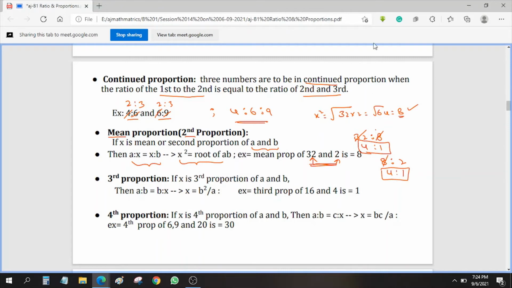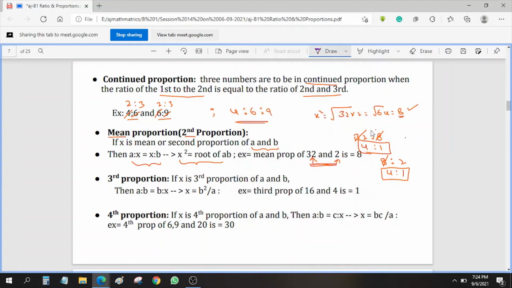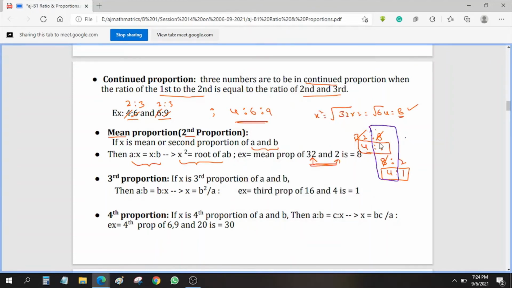So this is what we are going to find out. What value gives you the equal ratio for 32 and 2? That we call the mean proportion. The middle value is not the average of the two. The mean proportion means the middle value which gives you the same ratio. That we also call the second proportion.